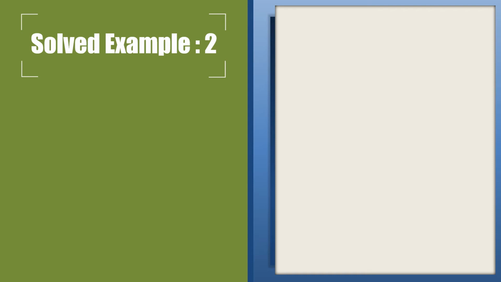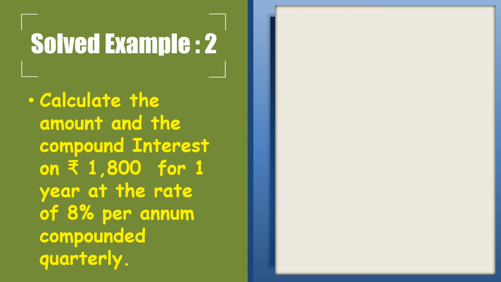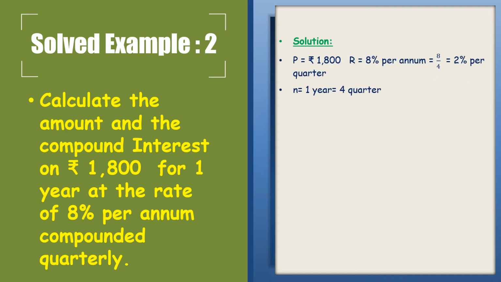Let us solve another example. Calculate the amount and the compound interest on rupees 1,800 for 1 year at the rate of 8% per annum compounded quarterly. P equals rupees 1,800. Rate is 8% per annum. That means it will be 2% for each quarter. And in 1 year, we have 4 quarters.